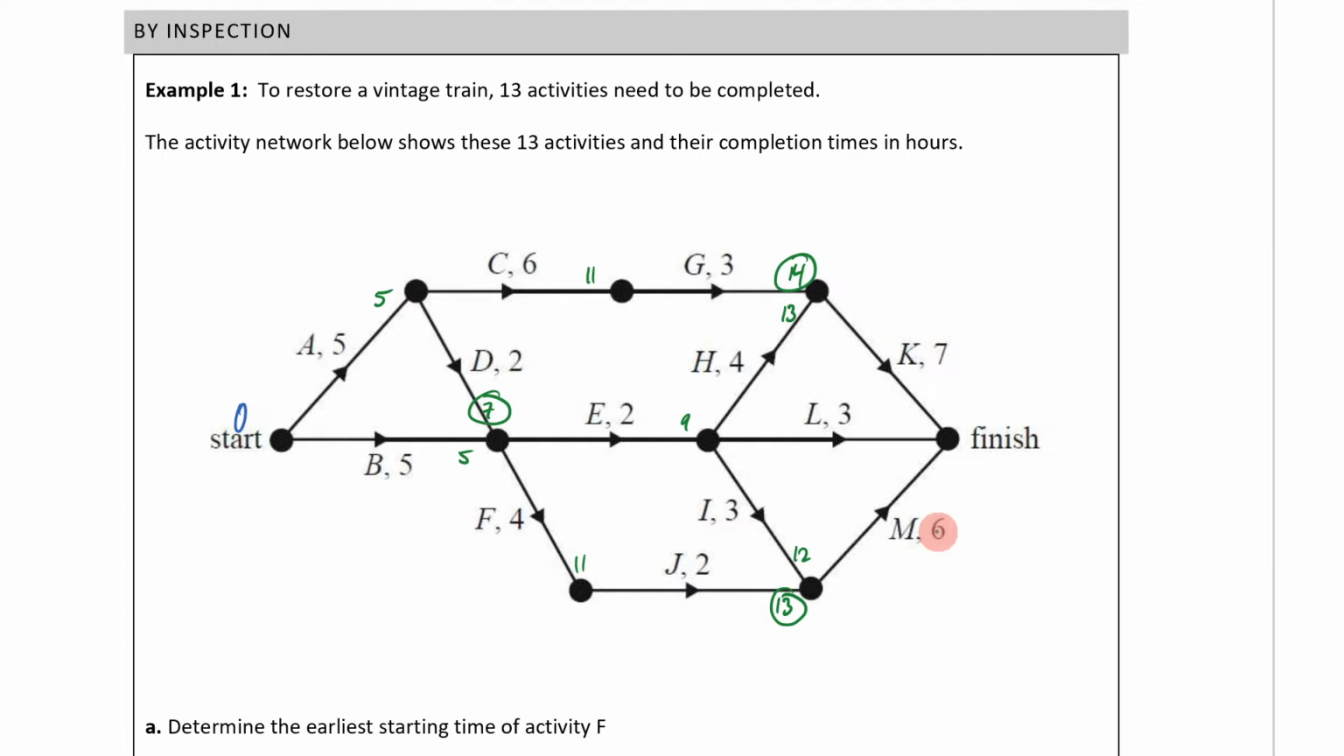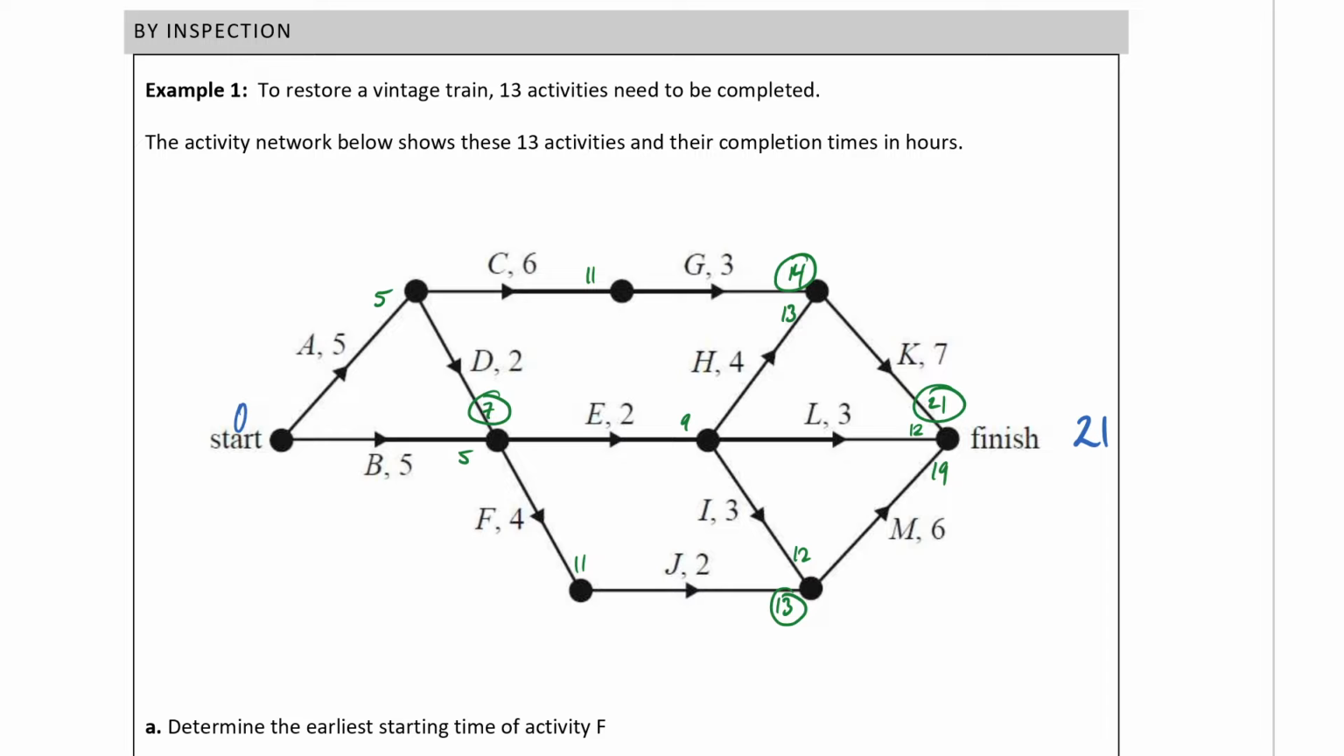13 plus 6 is going to be 19. This will become 14 plus 7, which will be 21. And this one, 7 plus 2 is 9. 9 plus 3 is going to be 12. That means 21 is my bigger number, so it will take 21 hours to complete. Then we can do our backward scan here.